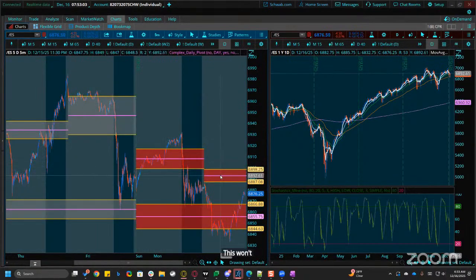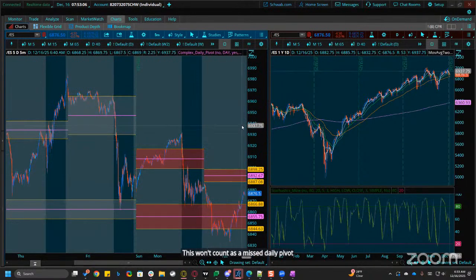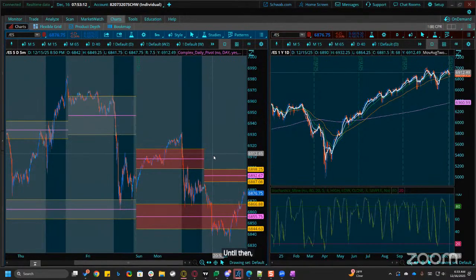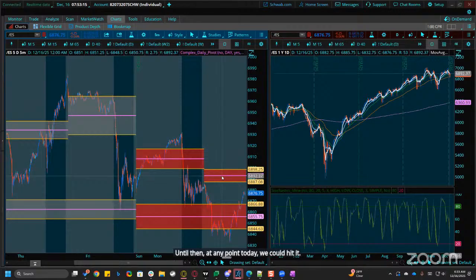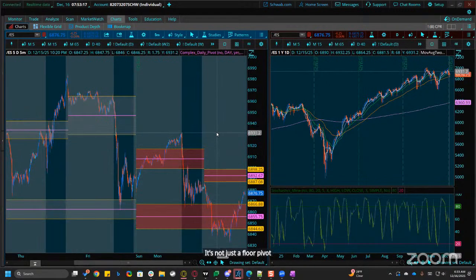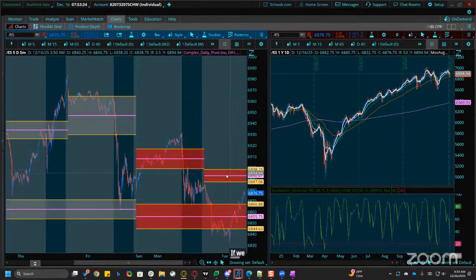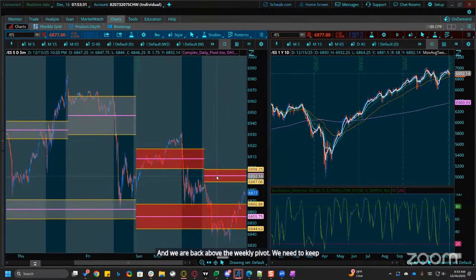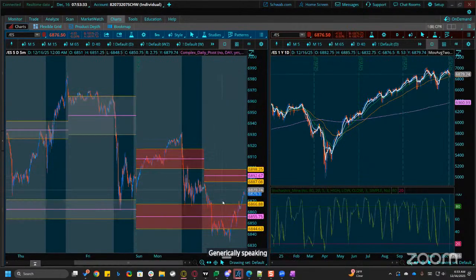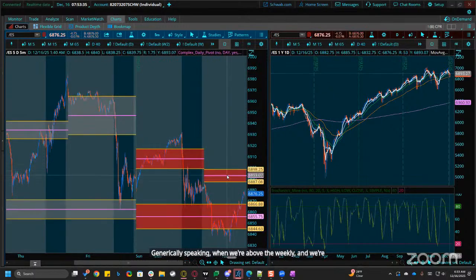This won't count as a missed daily pivot until tomorrow. We would have to miss it all day today, then look back and say, oh, wow, hey, look, we didn't hit it. Until then, at any point today, we could hit it. It's not just a floor pivot today, it's a cog line today. 68.92 cog line. If we can get above that, we can start to focus on the S&R lines. And we are back above the weekly pivot. We need to keep it. We're bullish, generically speaking, when we're above the weekly, and we're bearish when we're below it.